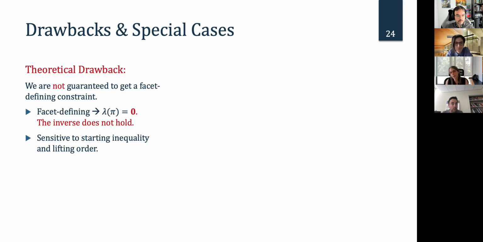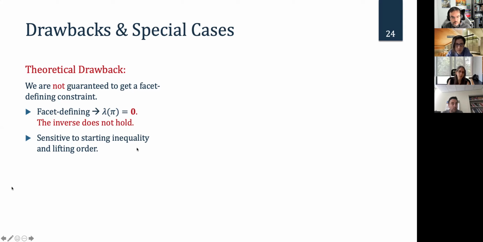So the problem is that there are some drawbacks. In theory, what we want is to get the strongest constraint, that is the facet defining. But we were able to show with some examples that we might not get facet defining inequalities, because our procedure only works when these lambdas are positive. So facet defining would mean that all these lambdas are 0, but not because all these lambdas are 0 are we going to have a facet defining inequality. And since our procedure needs some lambda that is different to 0, it might stop before it actually should.